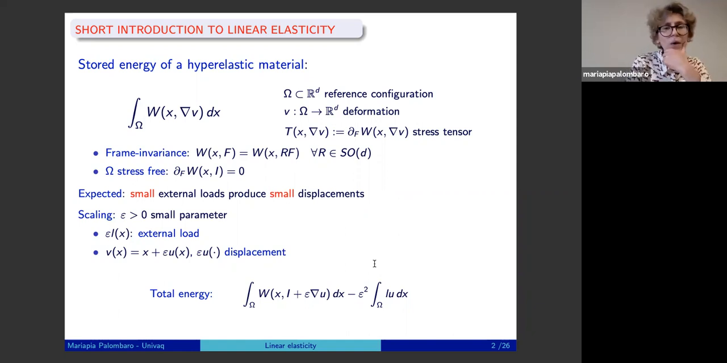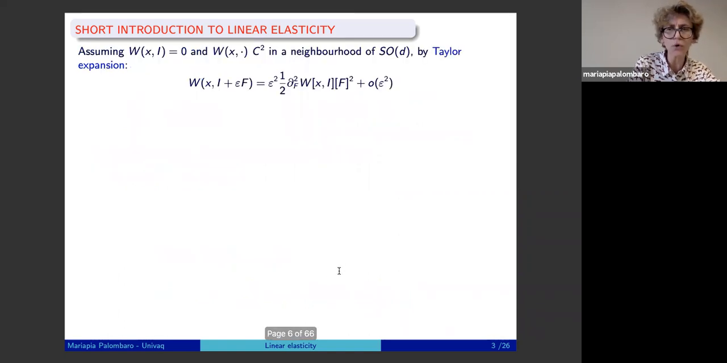Let me show you now a formal derivation of the linear elastic energy associated with u. Just a formal derivation. So assuming that the identical deformation is an equilibrium, and assuming some regularity, C^2 regularity is enough, in a neighborhood of the rotations, we can Taylor expand the energy with respect to epsilon, about epsilon equal to 0. In this way, we can approximate the density of the energy by a quadratic function plus a small error.